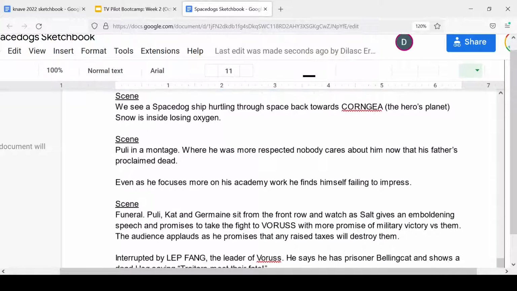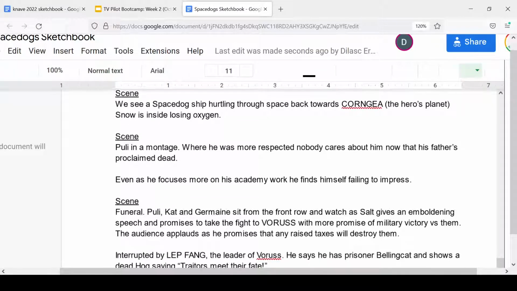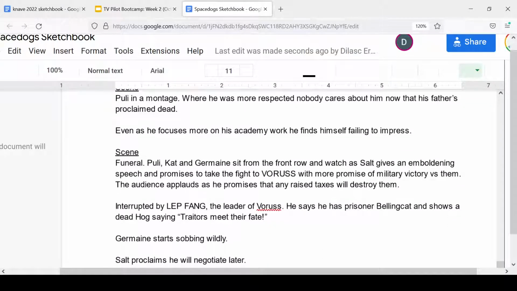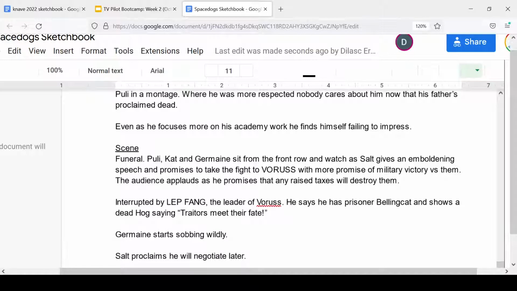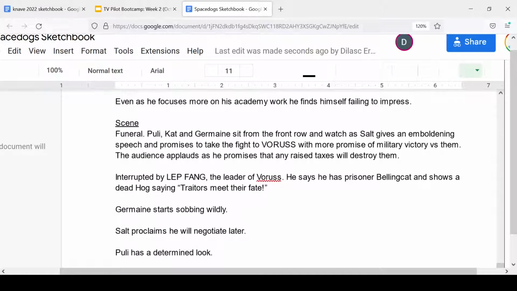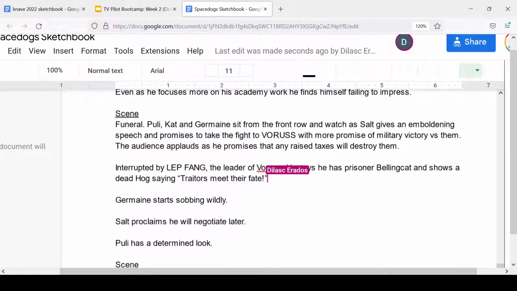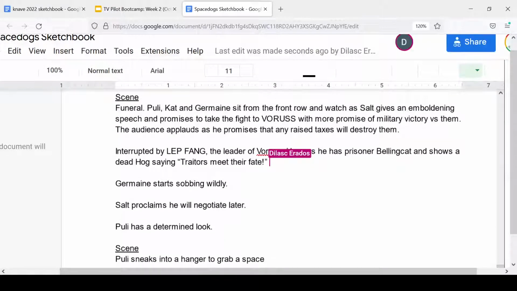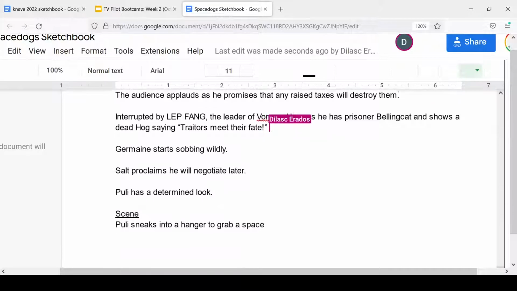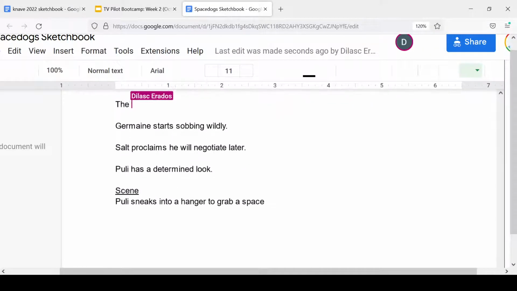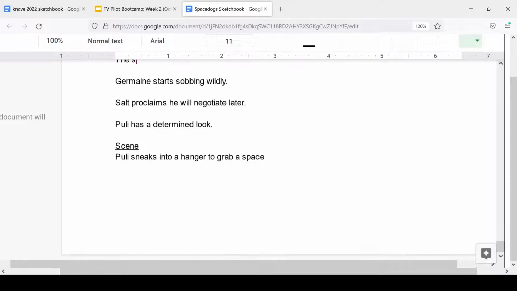So we see a Space Dog ship hurtling towards the planet. He reflects on how he used to be respected, but now that his father's dead, he's got to do something different. He focuses on his academy work and fails to impress. We do the funeral of the dad. Okay. And then that's where we kind of end up.